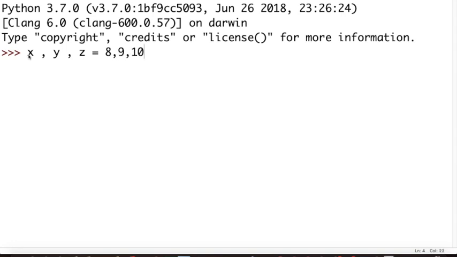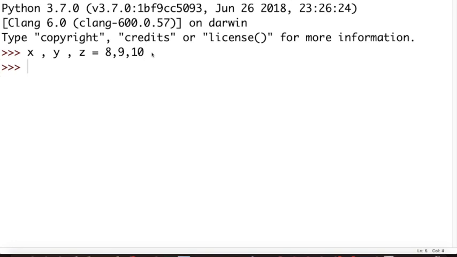In this line we have declared three variables x, y, z, and we have initialized them with values 8, 9, and 10. This is called packing of variables or packing of identifiers in Python, where in the same line you can write many identifiers separated by commas and associate them with multiple values separated by commas. So this packing and unpacking concept is there in Python.